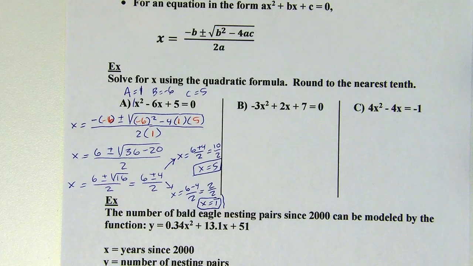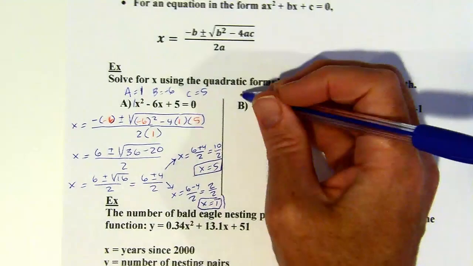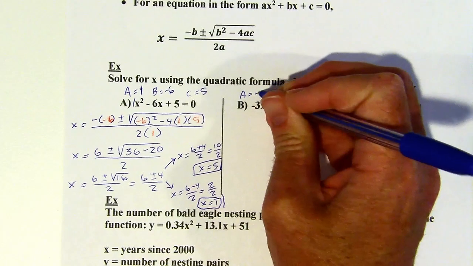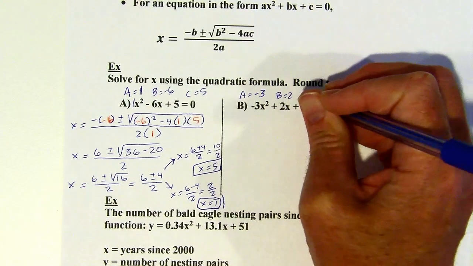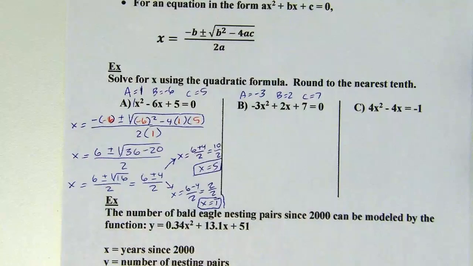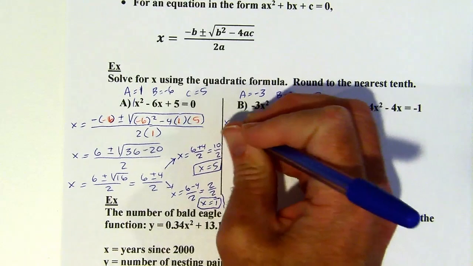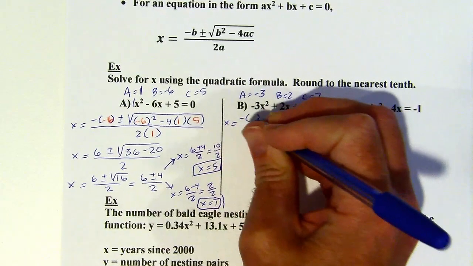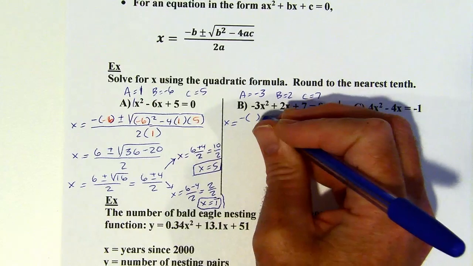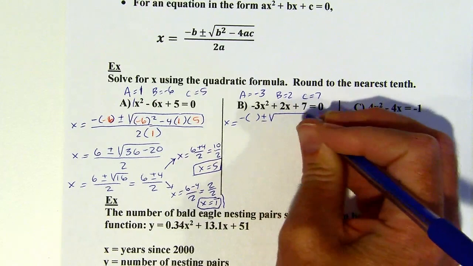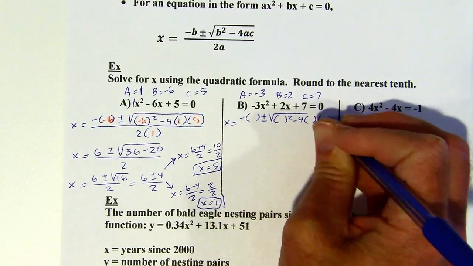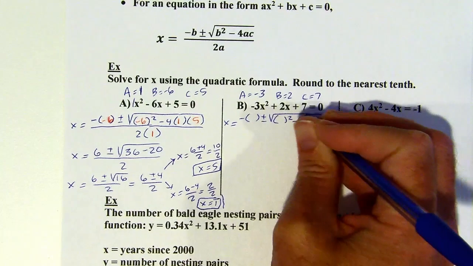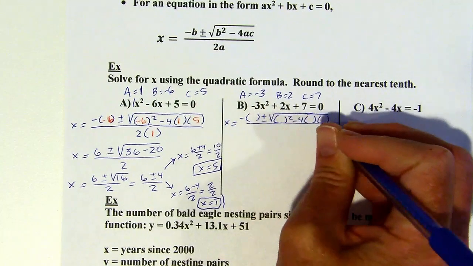All right, for this next problem, this is also in standard form, so that makes it easy to pick out the a, b, and c. My a is -3, b is 2, and c is 7, okay? So then I'm going to use the formula again. Okay, I've got -b plus or minus, then I got the square root, b squared minus 4ac. And this is all over 2a.